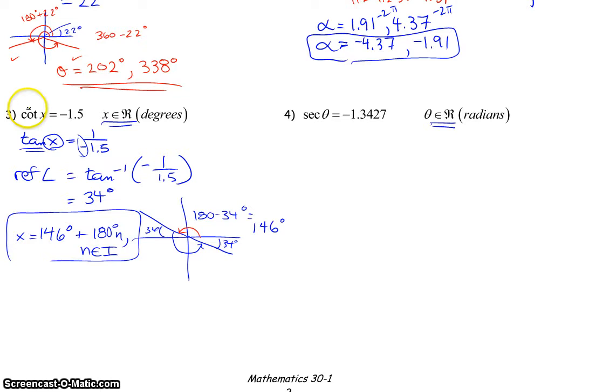So tan, cotan, the other solution is in a straight line, so we can name it with one solution. We don't have to come up with this other terminal arm in quadrant 4. All right, let's look at the last one here.